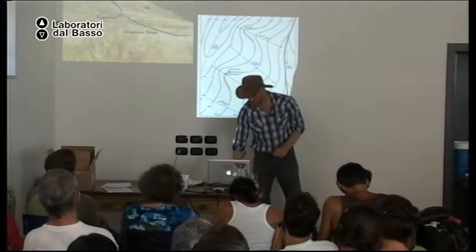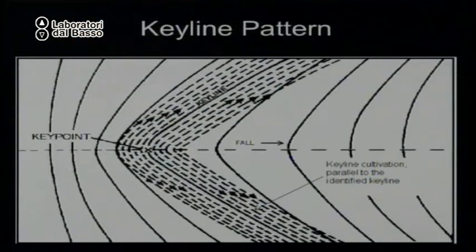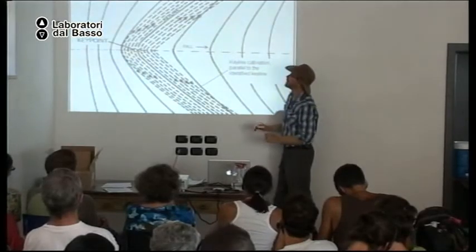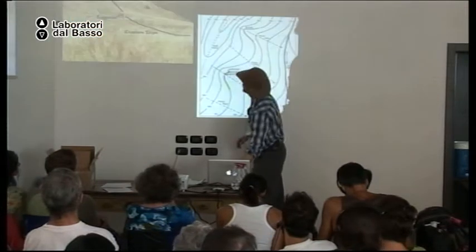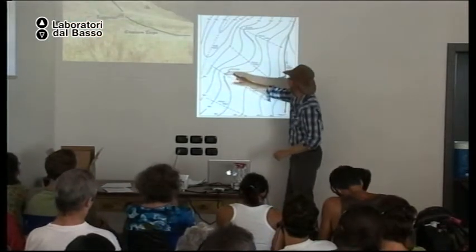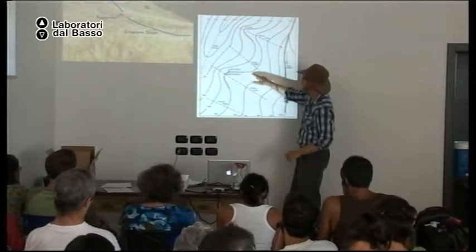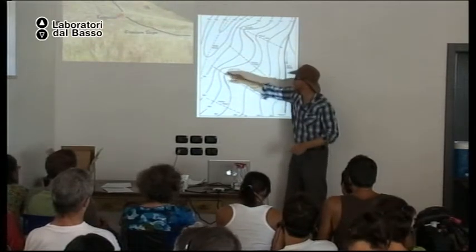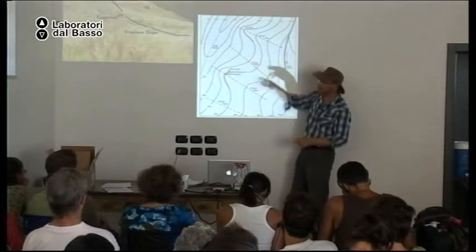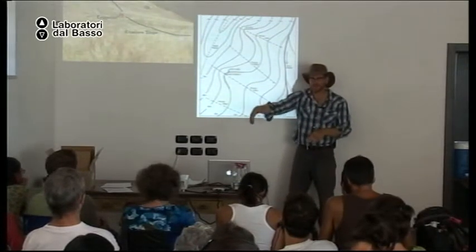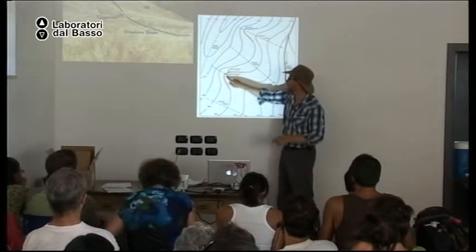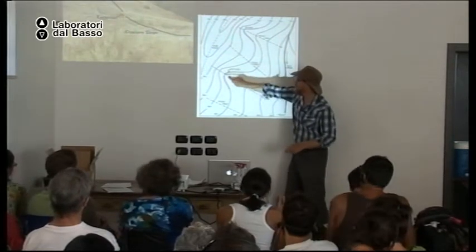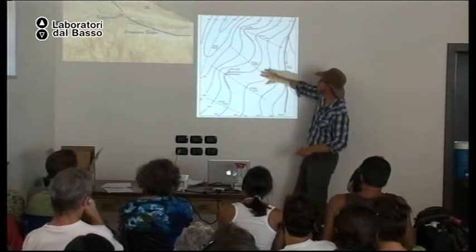And then you make sure that below and above that key line, you plow downhill at a very gradual slope, so you pull water out of the valley, this is the valley, to the ridge. So this is the wet valley. We want to, with the plow, pull water to the dry ridgeline.